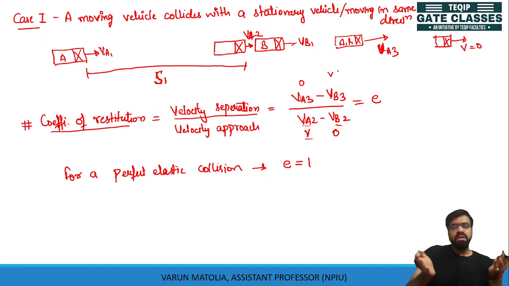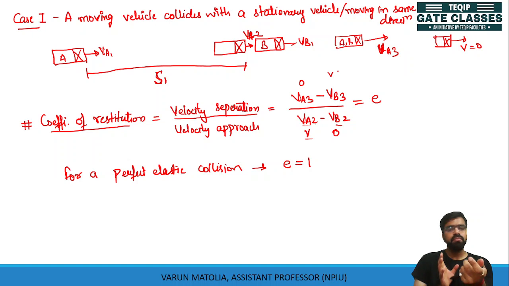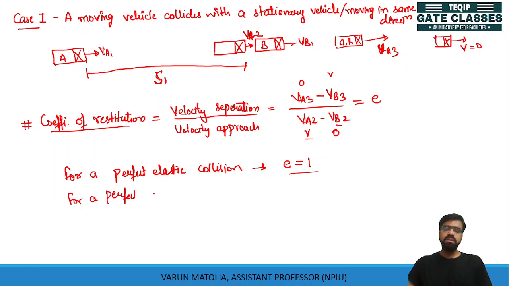It is this condition when the velocity of separation and velocity of approach are the same, and the E value will be 1. There may be another condition when both vehicles are moving, but after the collision the velocity difference remains the same. This kind of condition is known as a perfectly elastic condition. Another condition is for a perfect plastic condition.